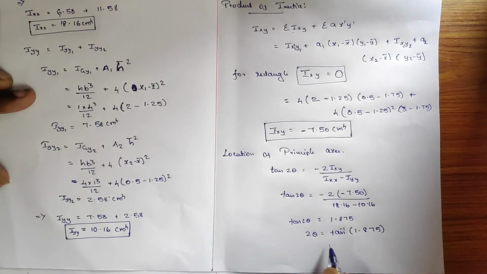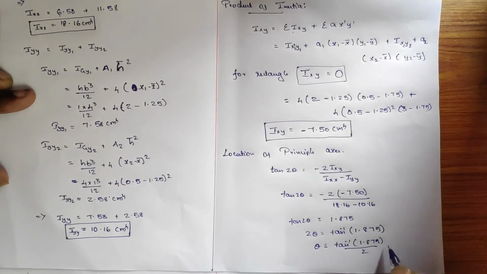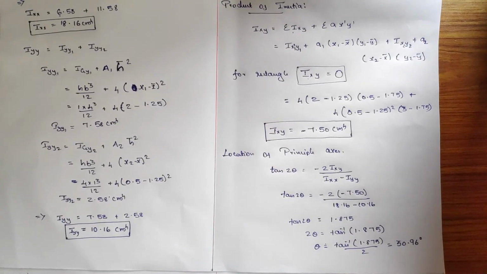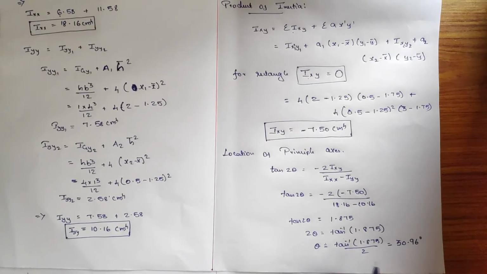Again, if you simplify it, theta is equal to tan inverse of 1.875 divided by 2. And the theta, we get the answer as 30.96 degree. Okay, this is the major axis. Actually this theta is the major axis.